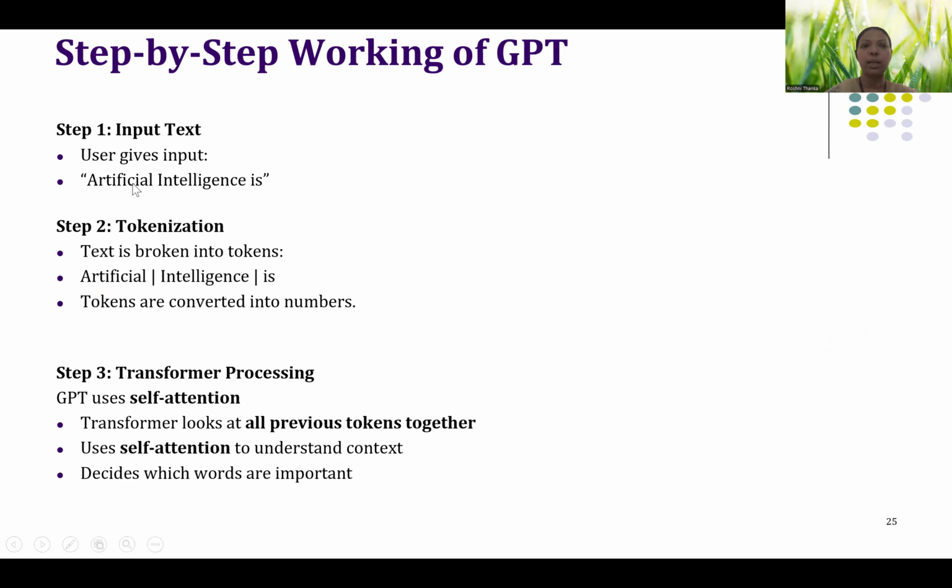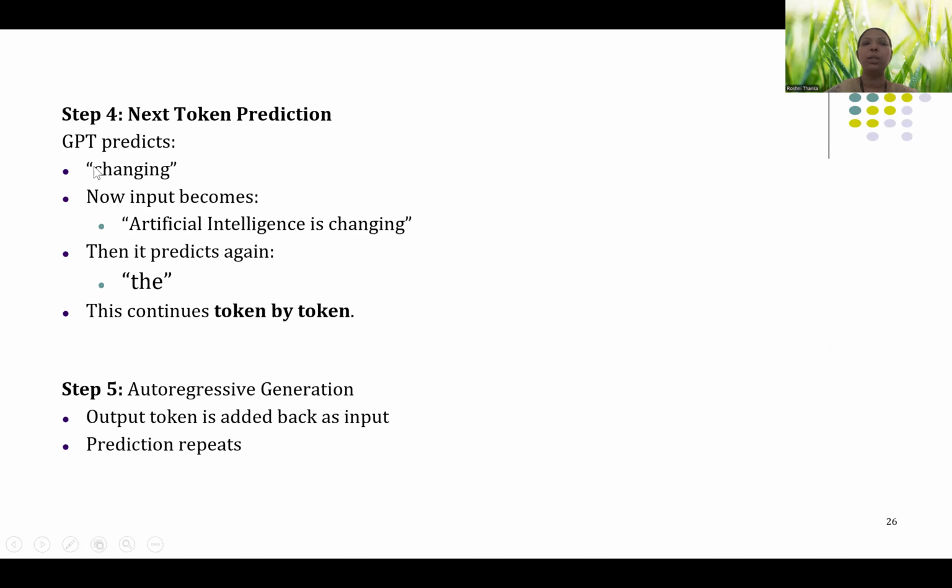What we gave as an input is "artificial intelligence is". What can be the next word? It has predicted "changing". This "changing" will be added to the input. And next we have to find the next target word. So now the input is "artificial intelligence is changing". Now I want to predict the next word. What will be the prediction?